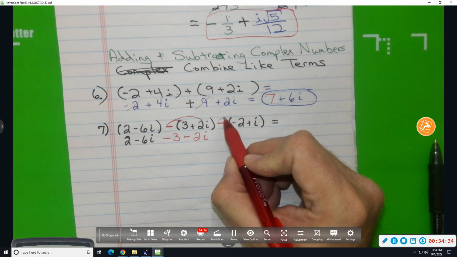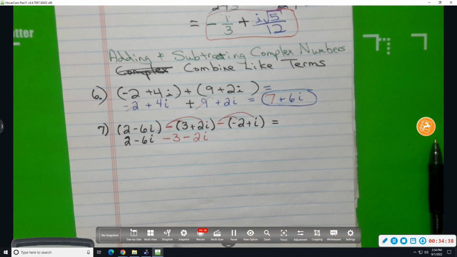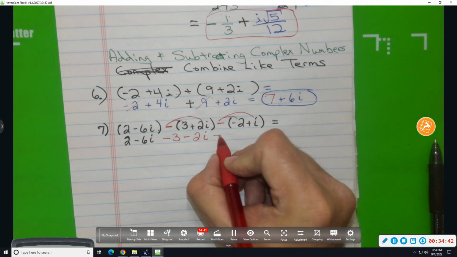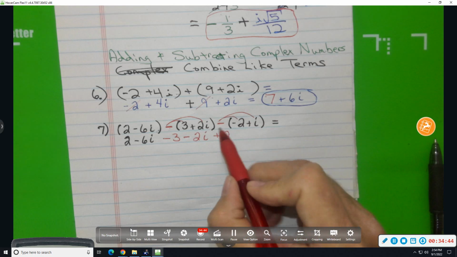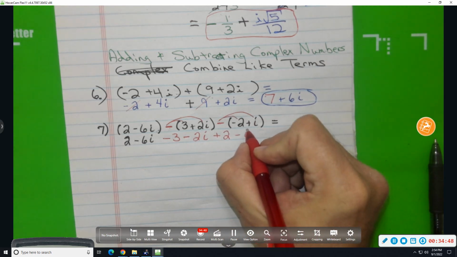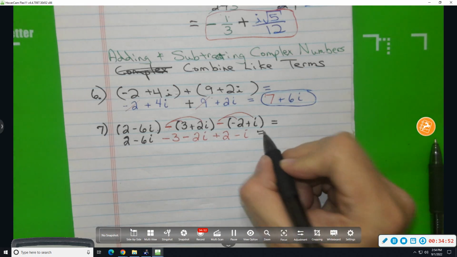Distribute this minus. And what are we going to have? Negative, and then minus i. Now let's combine the like terms.